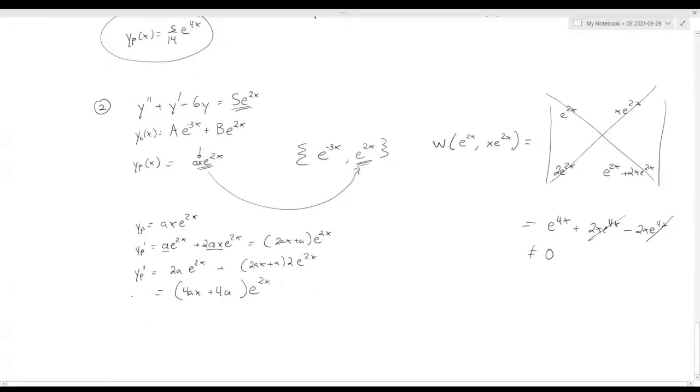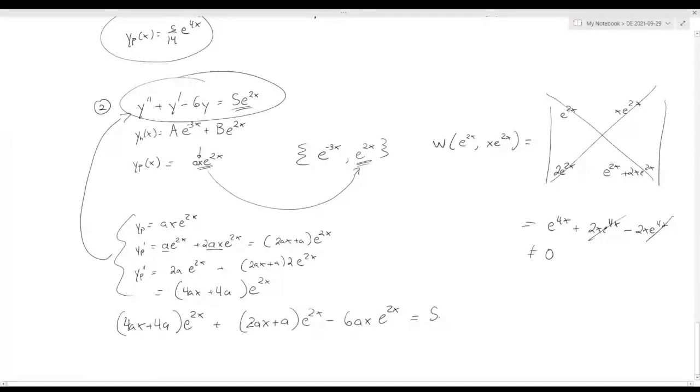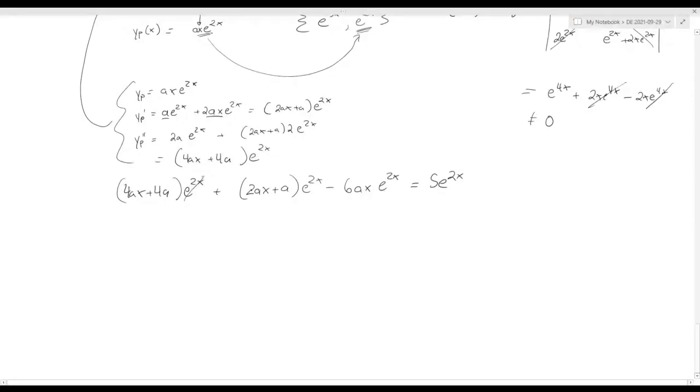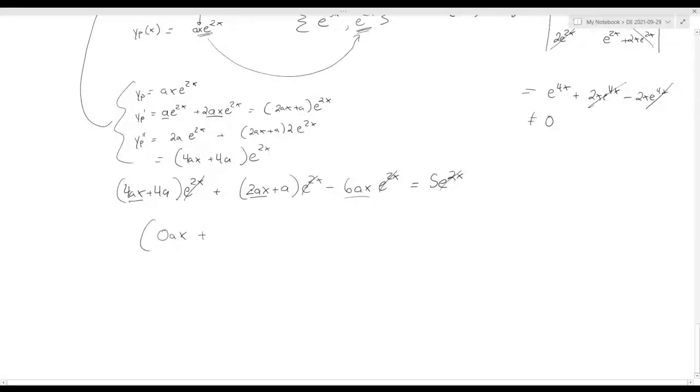So now we plug into the original. You have y double prime plus y prime minus 6 times y, and that should be equal to the right-hand side. Okay, so the exponentials cancel. And then we can combine the x terms. So 4, 6, minus 6, so that's 0 Ax. And then all the constant terms.